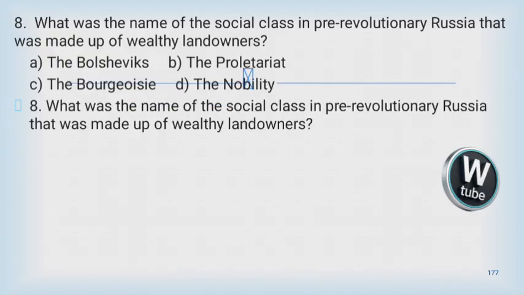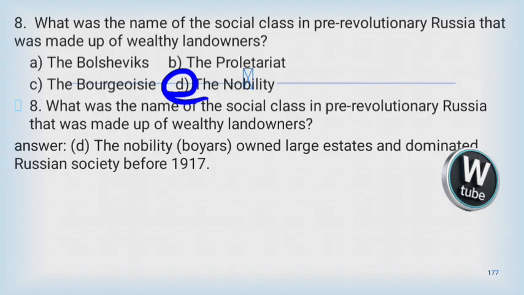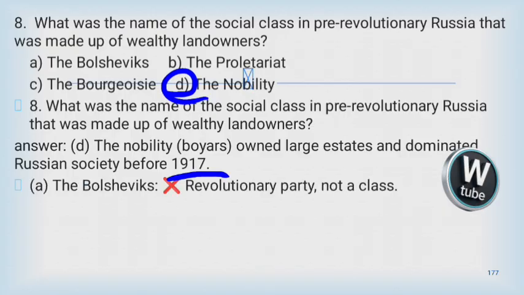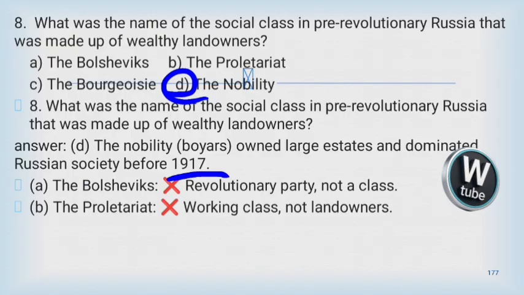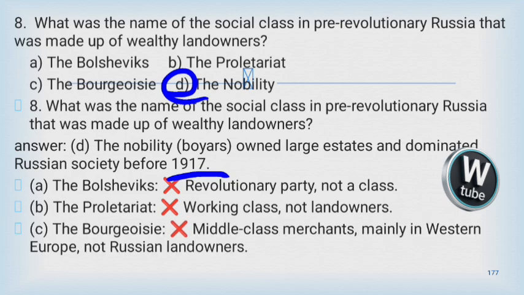Very good. The nobility was the name of the social class in pre-revolutionary Russia that was made up of wealthy landlords. So, D is the correct answer. Boyars or nobles owned large estates and dominated Russian society before 1917. But the Bolsheviks were a revolutionary party, not a class. Proletariats are the working class, not landowners. And the bourgeoisie are a middle class of merchants, mainly in Western Europe, not Russian landowners.